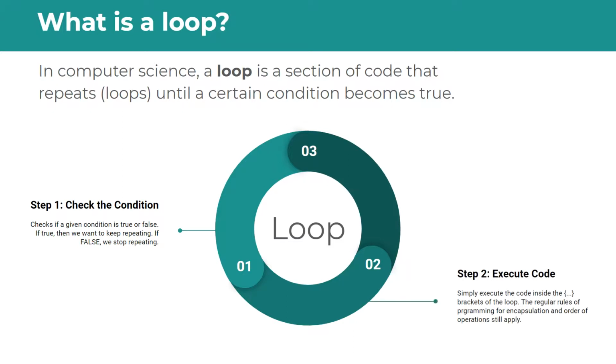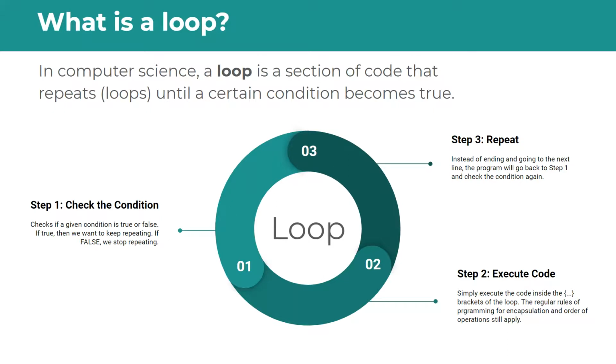Then we execute the code that's inside of the brackets of the loop. And anything inside those brackets can be any code you like. It can be very similar to anything outside of the brackets. It's just another section of code. You could even call functions from inside of a loop. Then you repeat. Go back, check the condition again. Has anything changed? If so, we stop looping.